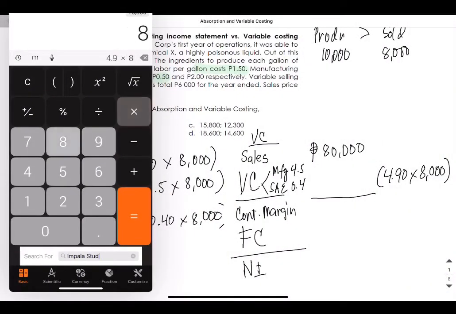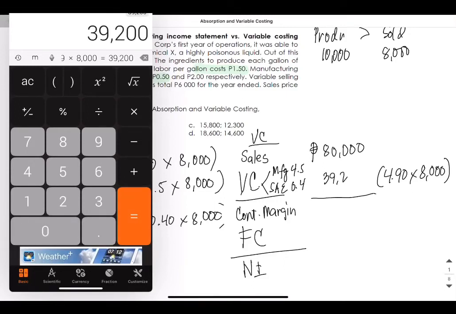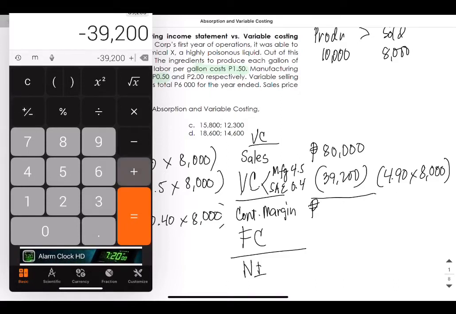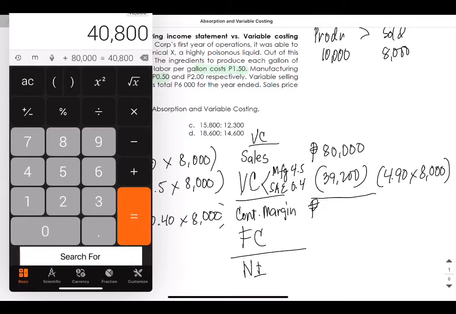4.9 times 8,000. So that gives us 39,200. So this is your total variable cost incurred for the year. Okay, so how much is the contribution margin? Contribution margin, so variable cost deducted from sales. So that gives you 40,800.